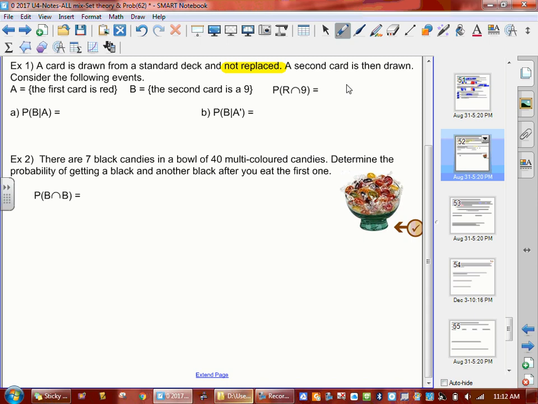Red and 9. Well, how many red cards are there? 26. But how many are actually only red 9s? There are 2 red 9s. You have a red 9 of diamonds, and a red 9 of hearts. So there are 2 in 52, which reduces to 1 in 26. Okay, so that's your combined, that's our "and". That's the probability of a red 9 coming up.